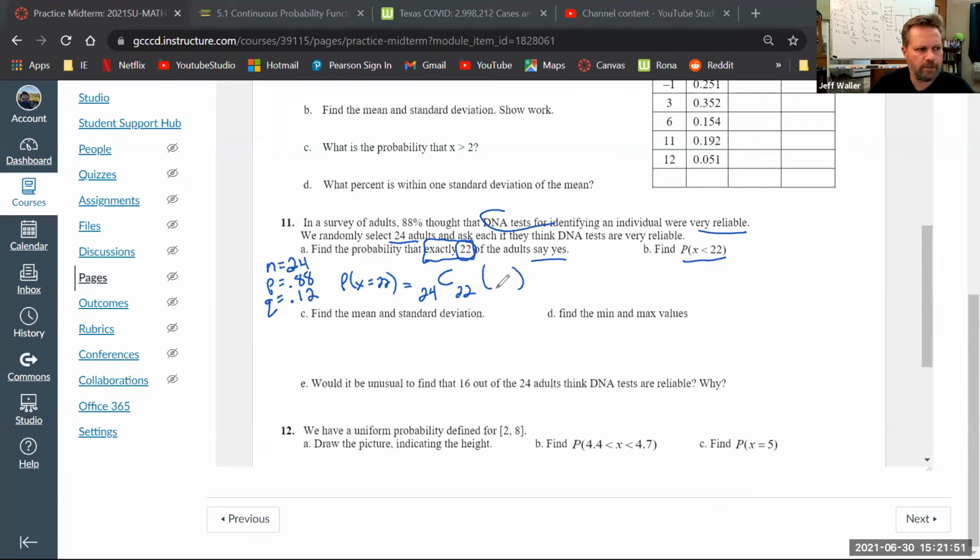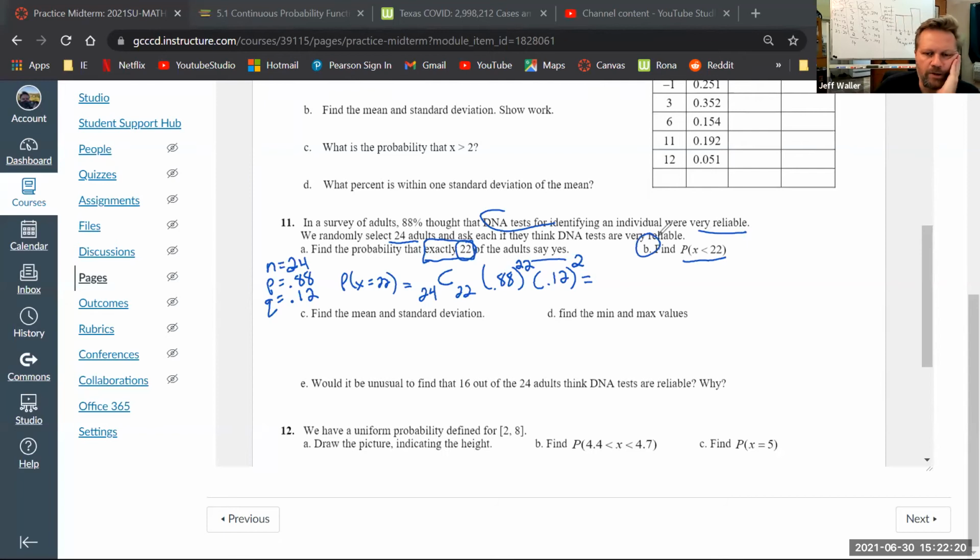So then how many successes do I want? 0.88 to the 22? Of course. And then how many failures do I want? Oh, 2? Yes, because I have to have 24 total people. And you just throw that in the old calculator.